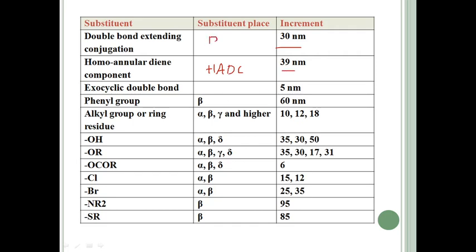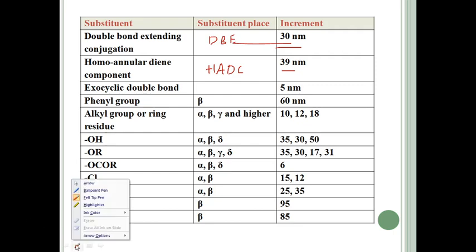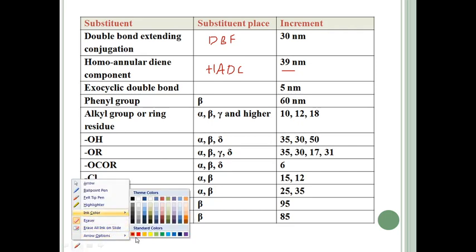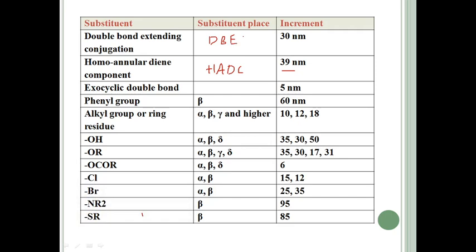When a double bond is extending conjugation, you have to give a 30 nanometer increment. For each exocyclic double bond just provide a 5 nanometer increment. That means these points may be common, as we already know these points. Next point is, yes, phenyl group.